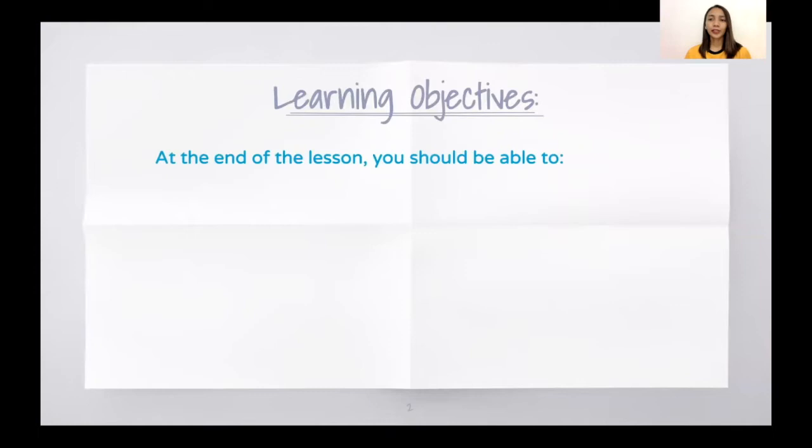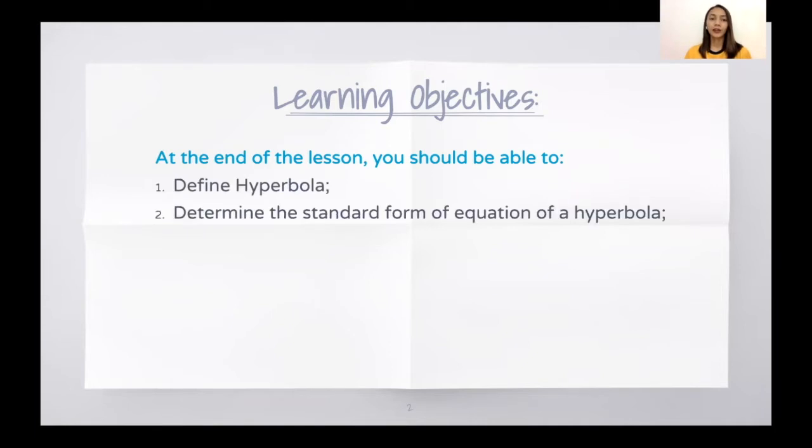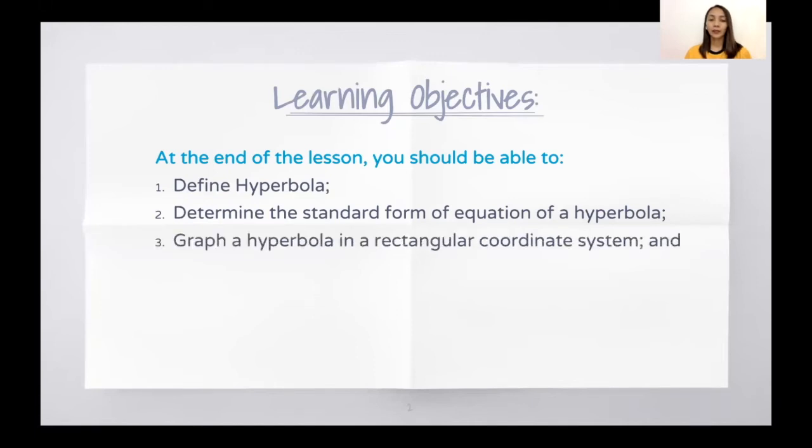So for the learning objectives, at the end of the lesson, you should be able to: 1, define hyperbola. 2, determine the standard form of equation of a hyperbola. 3, graph a hyperbola in a rectangular coordinate system. And 4, solve situational problems involving hyperbola.